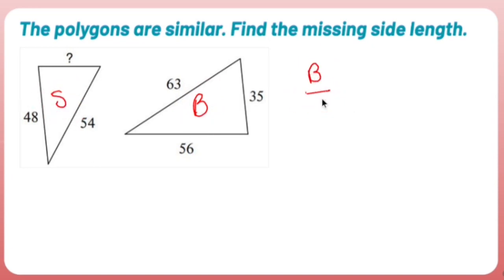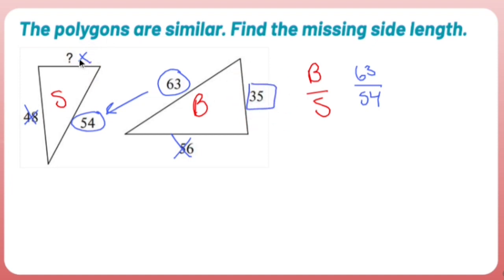So big over small. I pick a side on the big shape that I know I have the corresponding part to. So let's use what looks like a hypotenuse, even though I know it's not. I'm going to choose 63 on the big, which matches up with 54 on the small. So 63 over 54. Now, do I do the same thing with 56 and 48? Nope, I don't need them at all. Just extra information. I care about what that question mark is, and I'll just call it X for now.